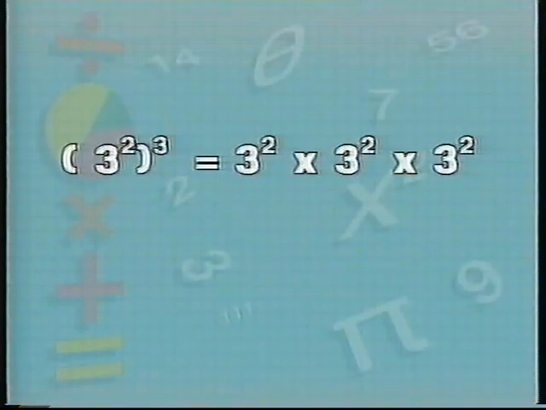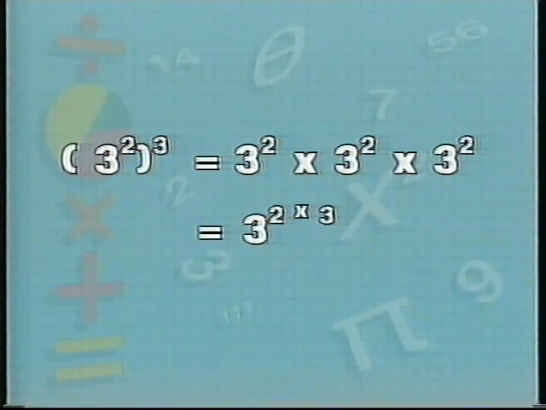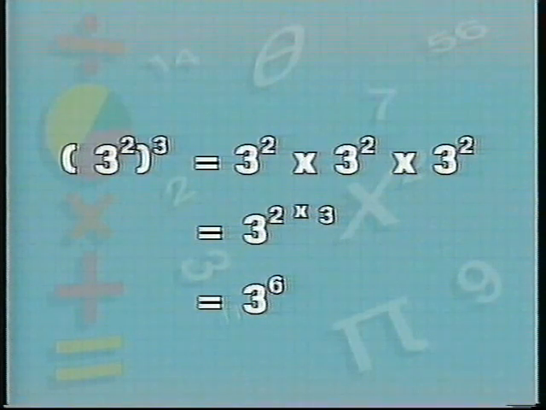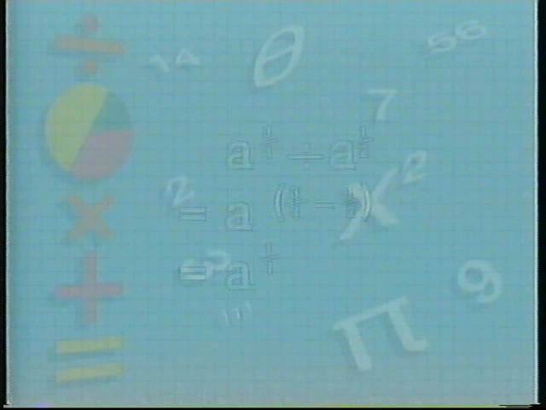Say 3 squared all cubed. Now that's equal to 3 squared multiplied by 3 squared multiplied by 3 squared. And by adding the powers, we have 3 squared all cubed equals 3 to the power 6. Now, the faster way of doing this is to know that you should just multiply the powers inside and outside the brackets. Let's try this example.